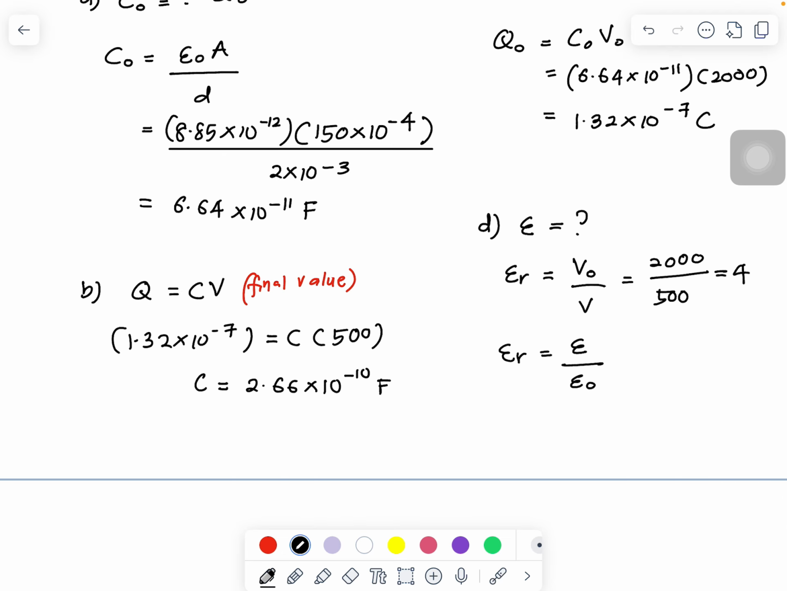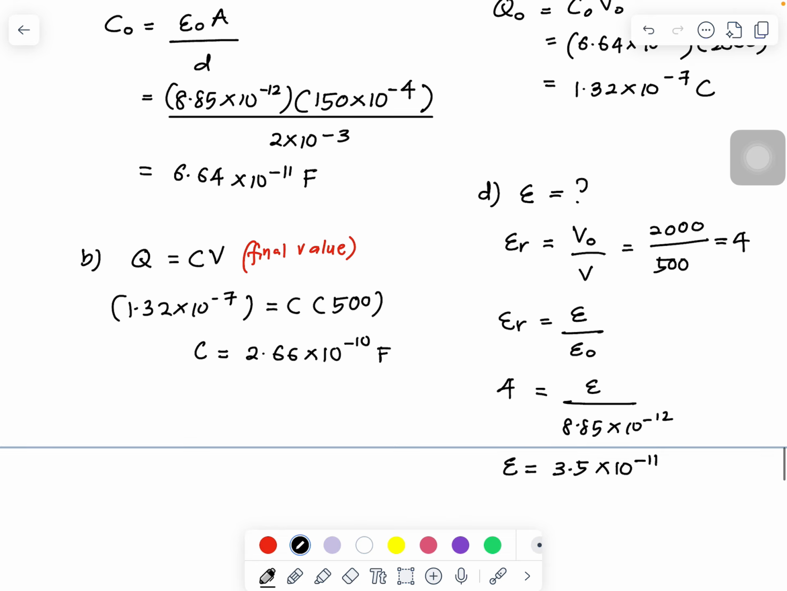So masukkan sajalah value ni, here 8.85. Tekan calculator, kamu dapat epsilon equal to 3.5 exponent negative 11. So unit ni kena hafal lah unit dia, which is C square N negative 1 M negative 2. Ini unit untuk permittivity of dielectric.